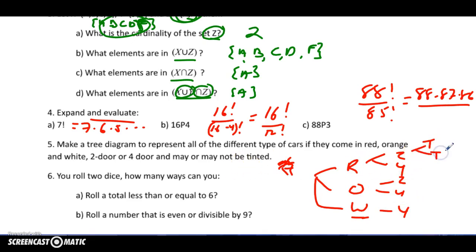And I'll probably ask you something like this. So tinted or not, what you're going to do is put something like that, T or not T. Okay, you don't need to define everything. You just got to make sense of it. I have to make sense of it, and then you work your way through it like this.